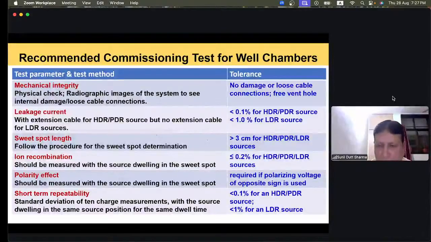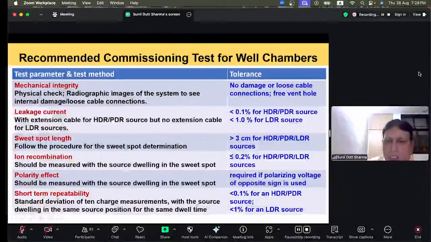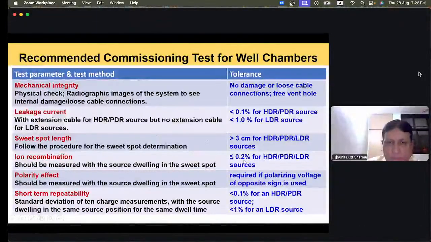Polarity effect is usually not required to be measured, because you are using the same polarity for measurement as has been used by the standard laboratory. Short-term repeatability or reproducibility, as I stated earlier, should be less than 0.1% for HDR and PDR sources, and less than 1% for LDR sources. So whenever you receive a bell type ionization chamber, you may have a remote afterloading brachytherapy source, or maybe some seed sources for use in permanent or interstitial application. You can use this source for testing these parameters and satisfying yourself that it is meeting these requirements.